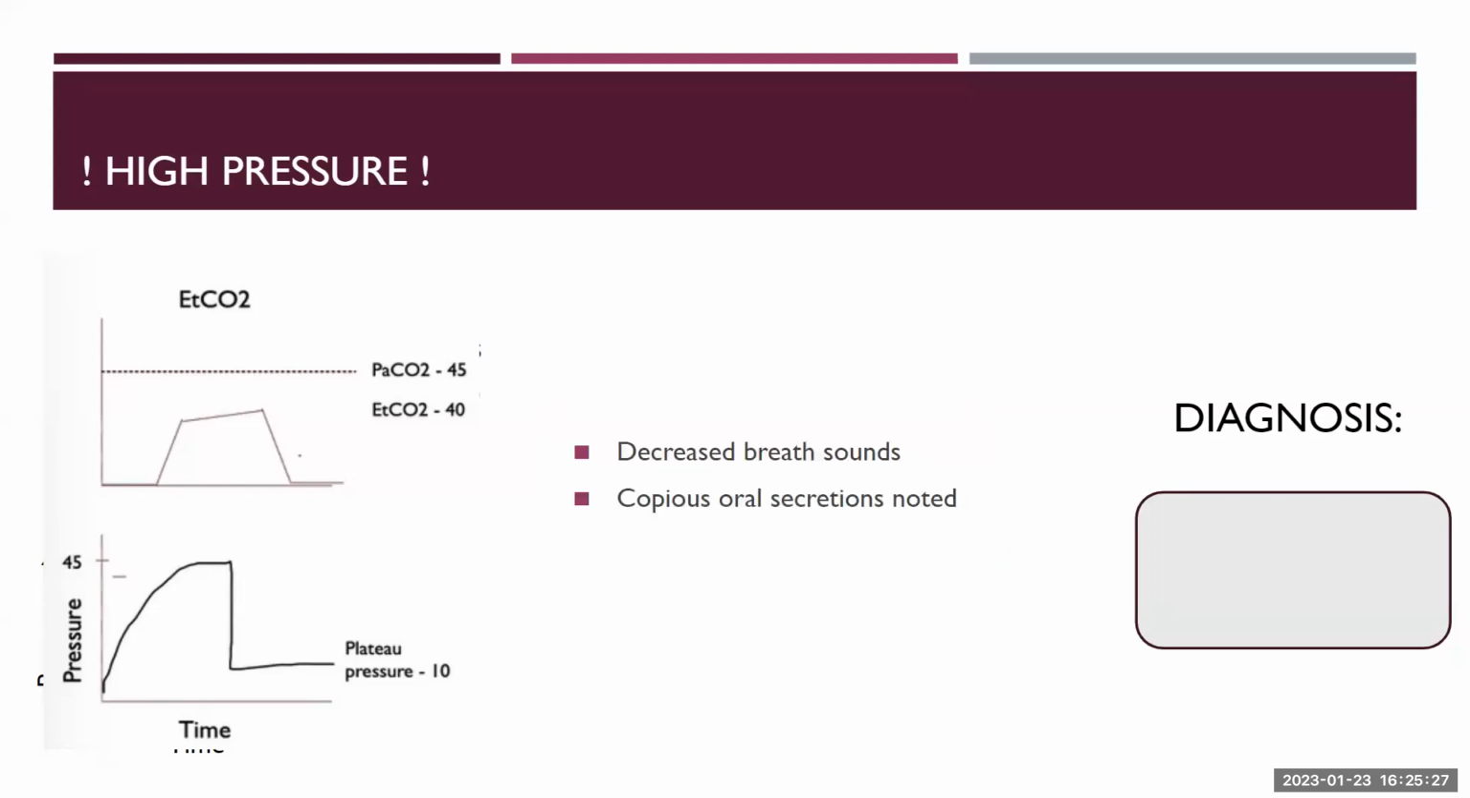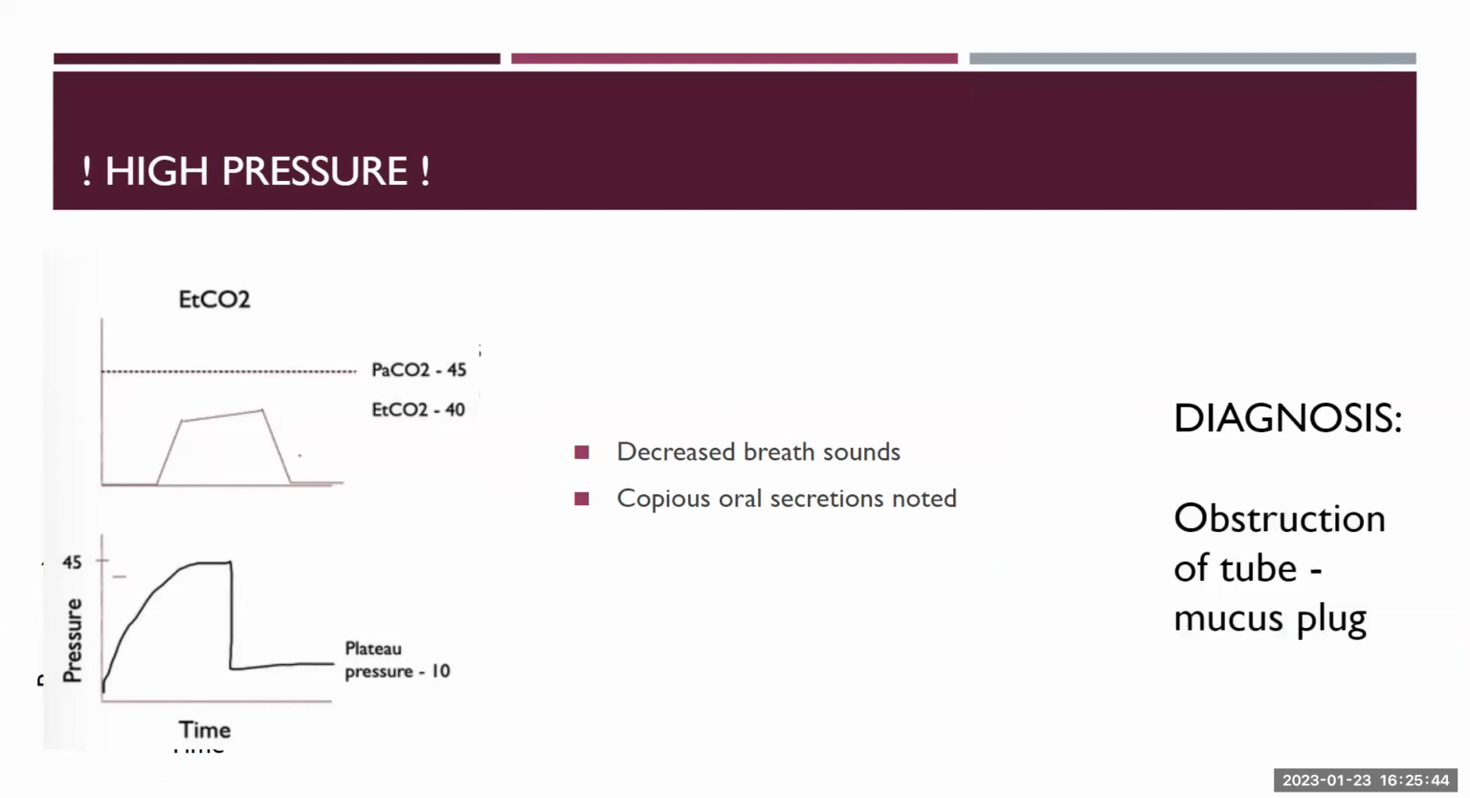So let's figure out what's going on with the patient. We're going to observe the patient because the vent's kind of being wonky. They have decreased breath sounds. A lot of oral secretions are noted. Oh, so is this increased resistance, like mucus plugging or something like that? Yeah, this is a huge airway resistance.